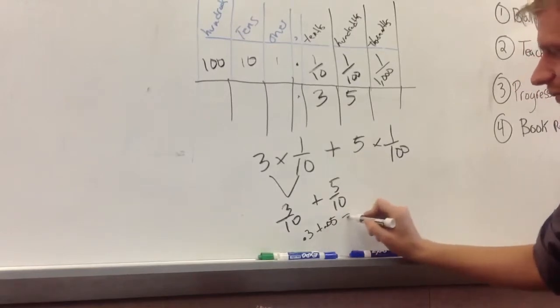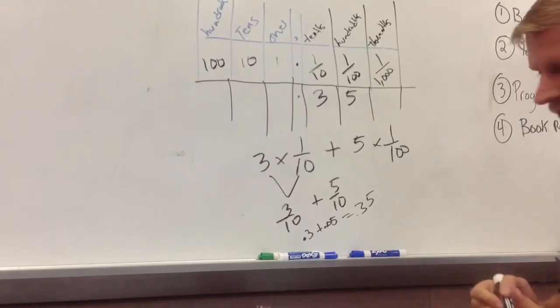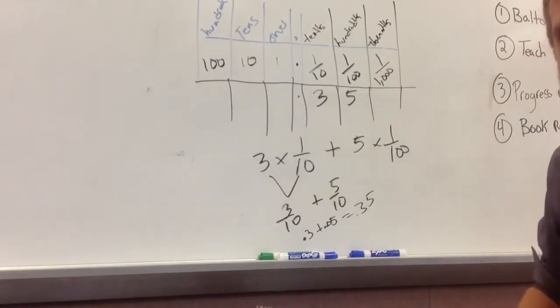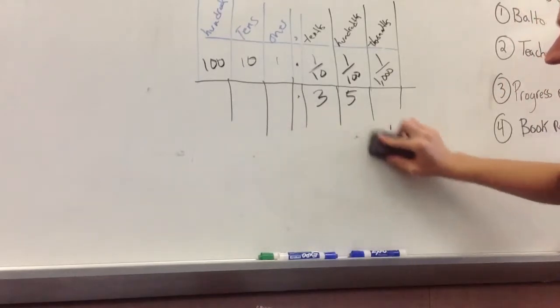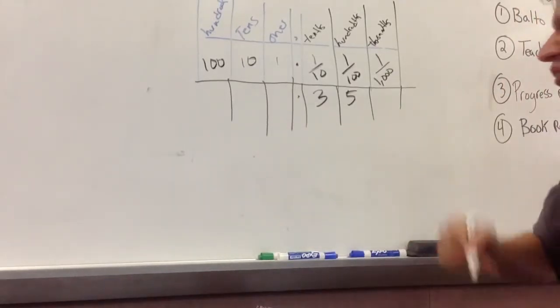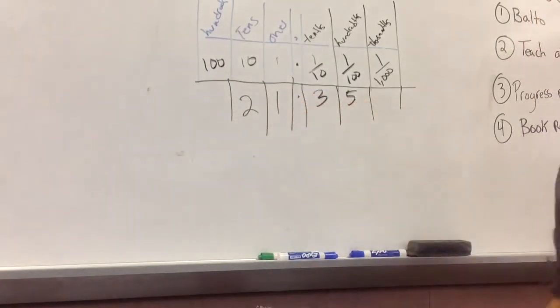So that's going to give you 35 hundredths. There you go. Expanded form. Pretty easy. Now let's talk about if you have a whole number, even though it's not any harder. So let's just change this into, let's say, 21.35, or 21 and 35 hundredths.